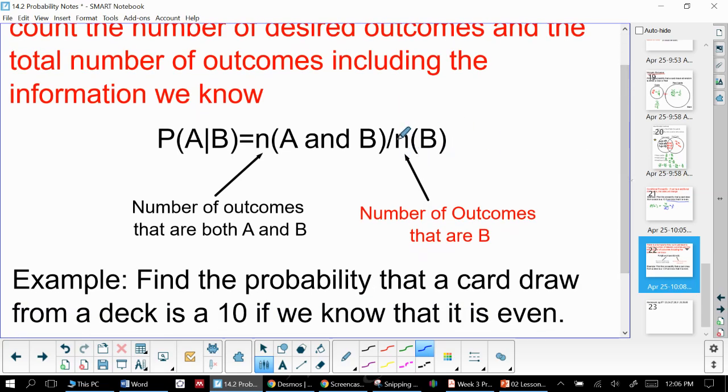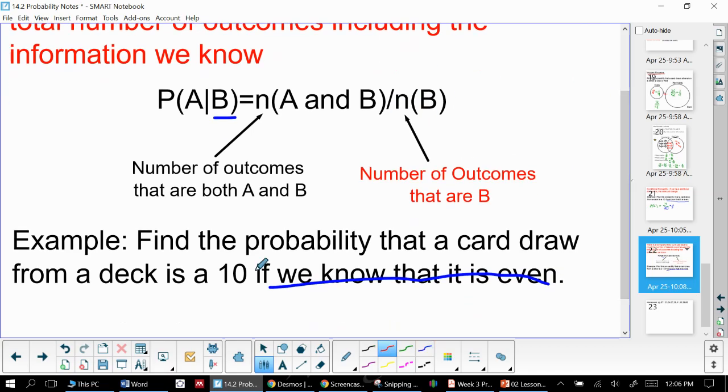On the bottom, we looked at the number of ways that the B part could be true. The B part here is the if we know that it's even. And so there were 20 even cards in a deck. The part on the top, the number of ways that A and B happen, is the part where we say we know it's a 10. So in this case, it's a little bit easier because all 10s are even cards, so we don't have to really adjust for that. But we looked at, well, there's 4 10s, so 4 on the top, and there's 20 even cards, so 20 on the bottom.